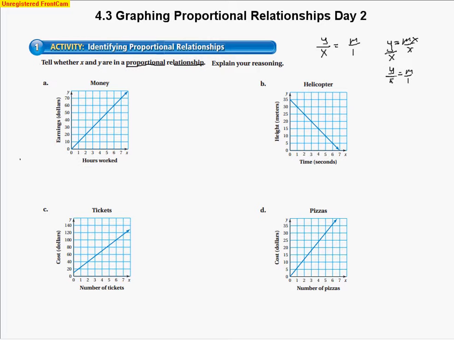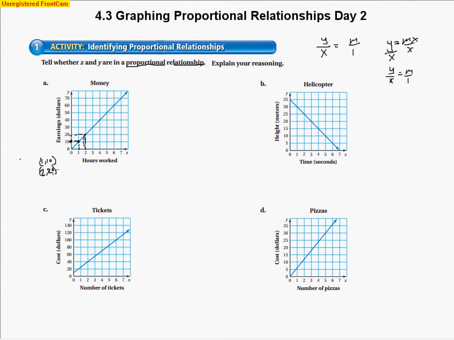We're looking for: is the value that we get for the slope always the same, no matter which point we end up picking? For instance here, starting at 10, and going over and then down, this point right here is (1, 10), which means hours worked per dollar. So for 1 hour of work, we earn $10. And if I look at the next one over here at 2 hours worked, I earn $20.